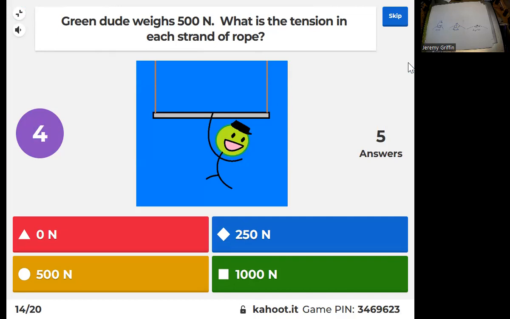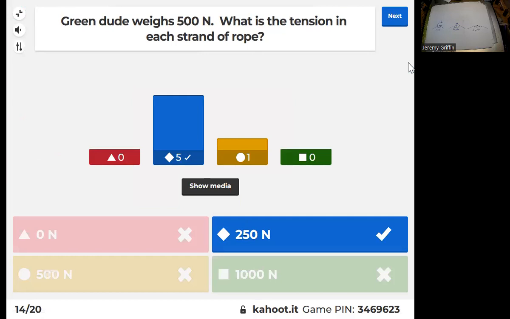Notice he's hanging right at the middle of that bar. Yeah, it'd be 250 each, which you guys kind of saw with the spring scales lab. Remember the spring scales lab? You had that vertical chain, and then you slipped an extra one in the middle, and the force divvied up. Yeah, kind of like that. So 250 up, 250 up, 500 down, they balance out.